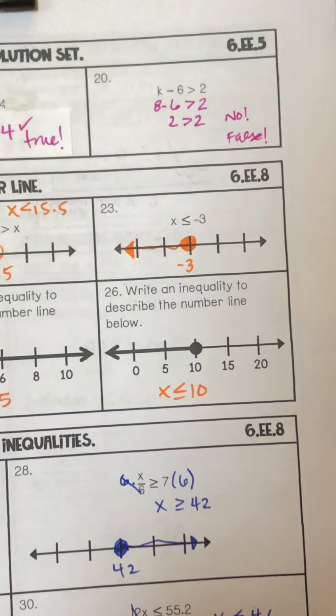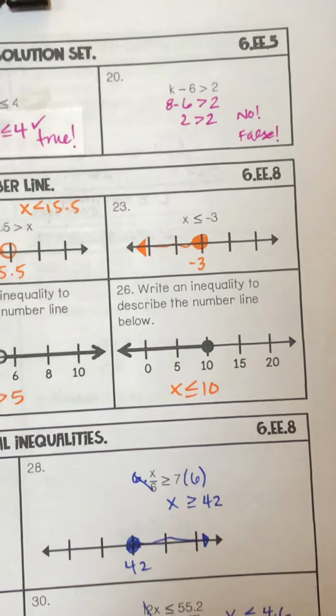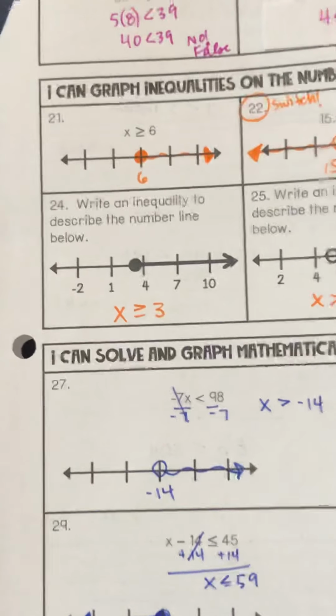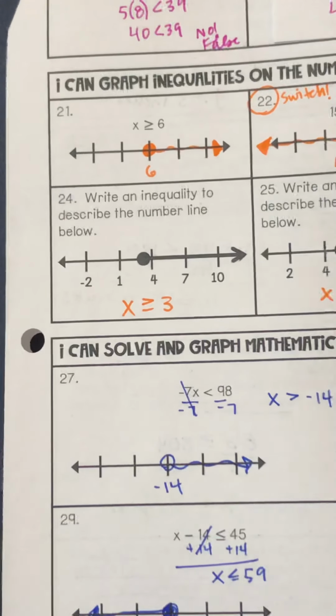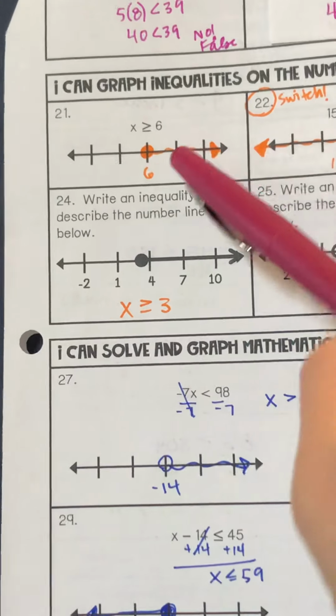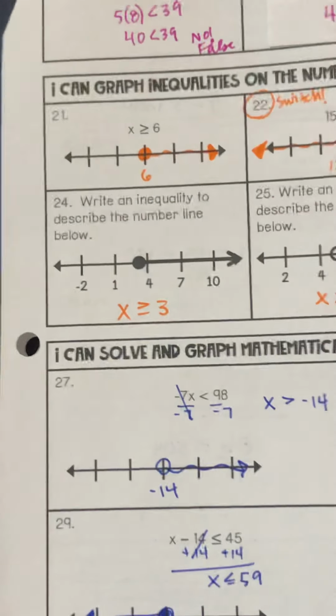Number 20, 8 minus 6 is 2. 2 is not greater than 2, it is equal to 2, so that one is false. All right, let's focus in on number 21. Here we are graphing the inequalities on the number line. So x is greater than or equal to 6 is going to be a closed circle on the 6 going to the right. So you just can write in the number 6. You don't need like 4, 5, 6, 7, 8, 9.